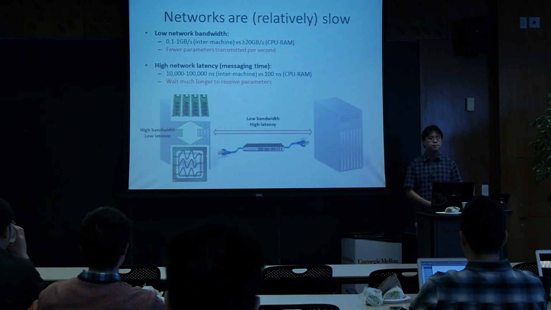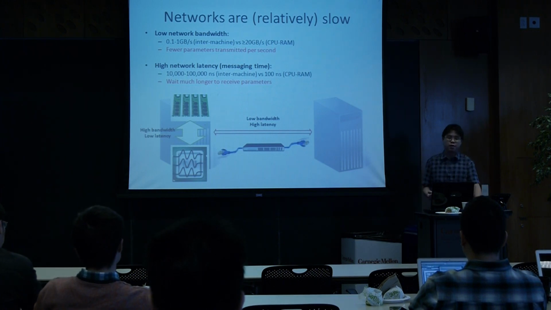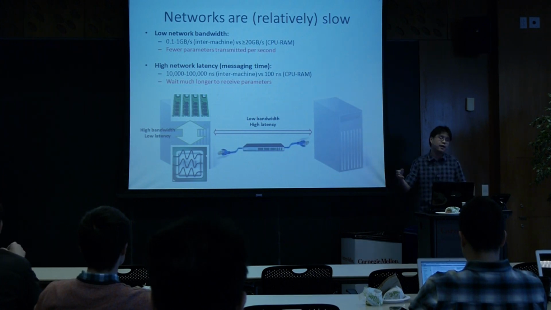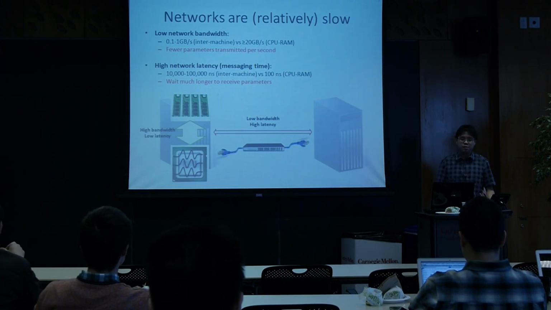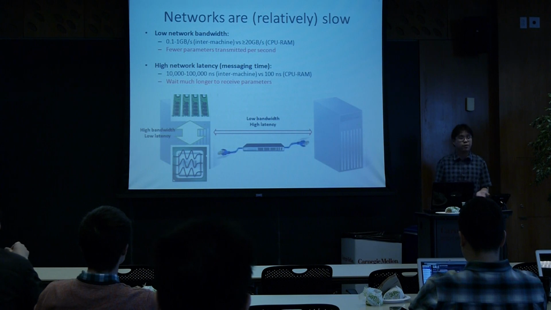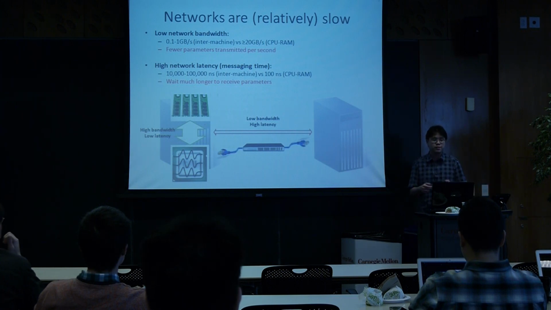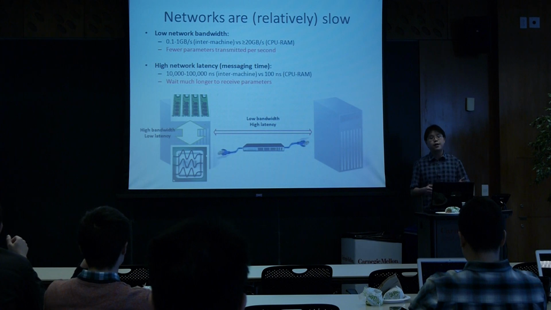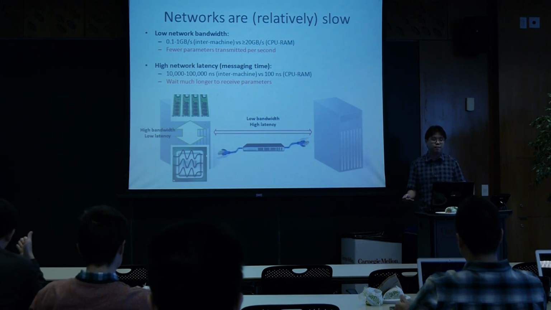The other issue, and perhaps the more important one, is that there is high network latency, or the time taken for a message to reach the other machine and then for the acknowledgement to come back. We're talking about on the order of 10,000 to 100,000 nanoseconds between machines versus about 100 nanoseconds for the CPU RAM interface. So that's about 2 to 3 orders of magnitude more. The consequence is that not only are you transmitting fewer parameters per second, you're also waiting much longer to receive them.